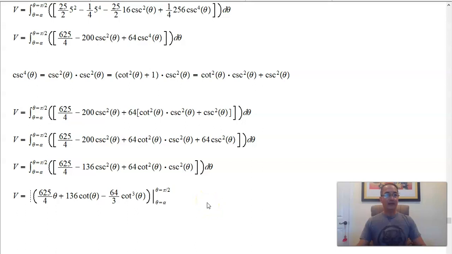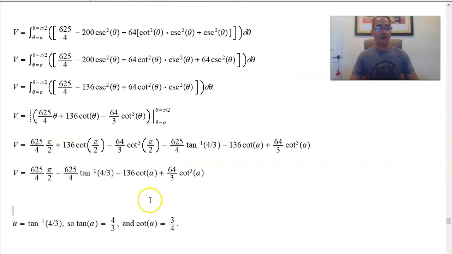Okay, there we go. So yeah, you want to pause one more time and plug in the endpoints. Reminder that alpha is the inverse tangent of 4/3, which means that the tangent of alpha is 4/3, and the cotangent of alpha is 3/4. You have to flip it over. Okay, so we'll need that when we plug in our endpoints.